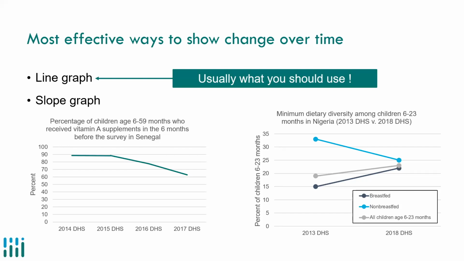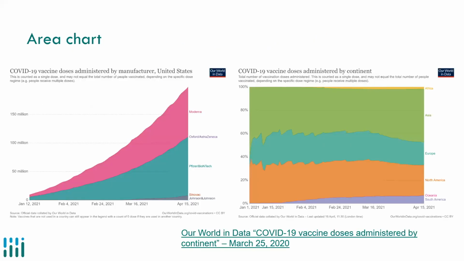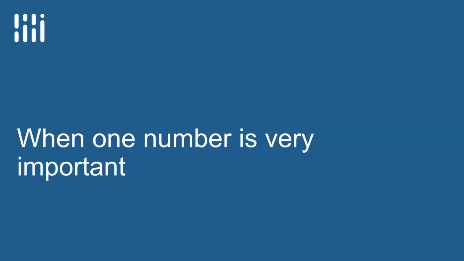And then finally, in terms of different types of key messages you may want to share, you may want to highlight trends over time. Traditionally, this has always been a line graph. If you're only looking at two points in time, a slope graph would be appropriate. And finally, an area chart incorporates both change over time and proportion.